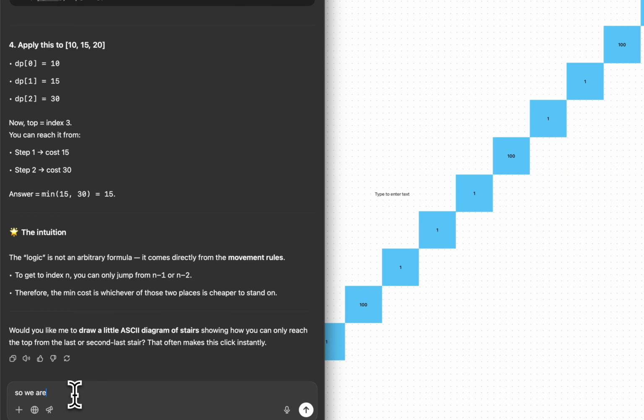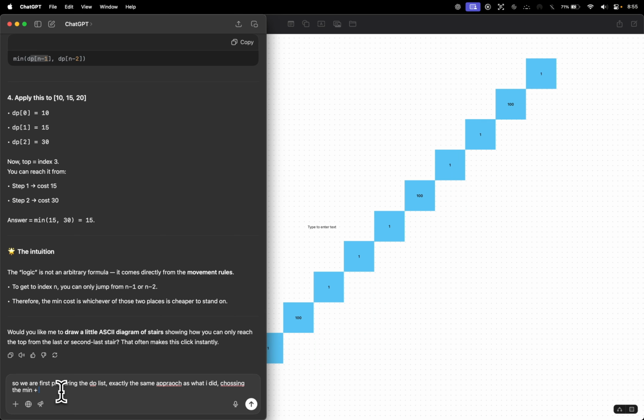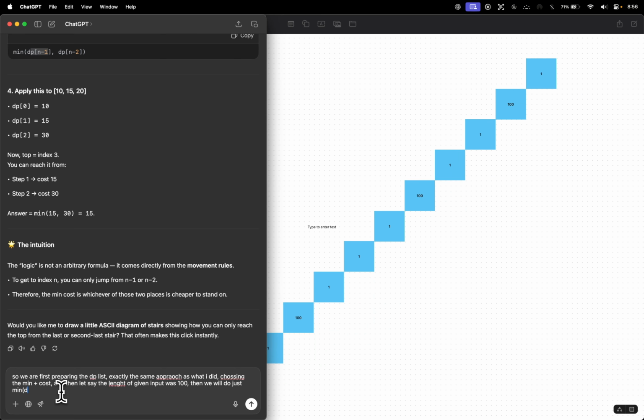So we are first preparing the DP list, exactly the same approach as what I did, choosing the minimum plus cost, and then, let's say the length of the given input was 100, then we will do just the minimum of dp of 100 or dp of 99. That is correct.